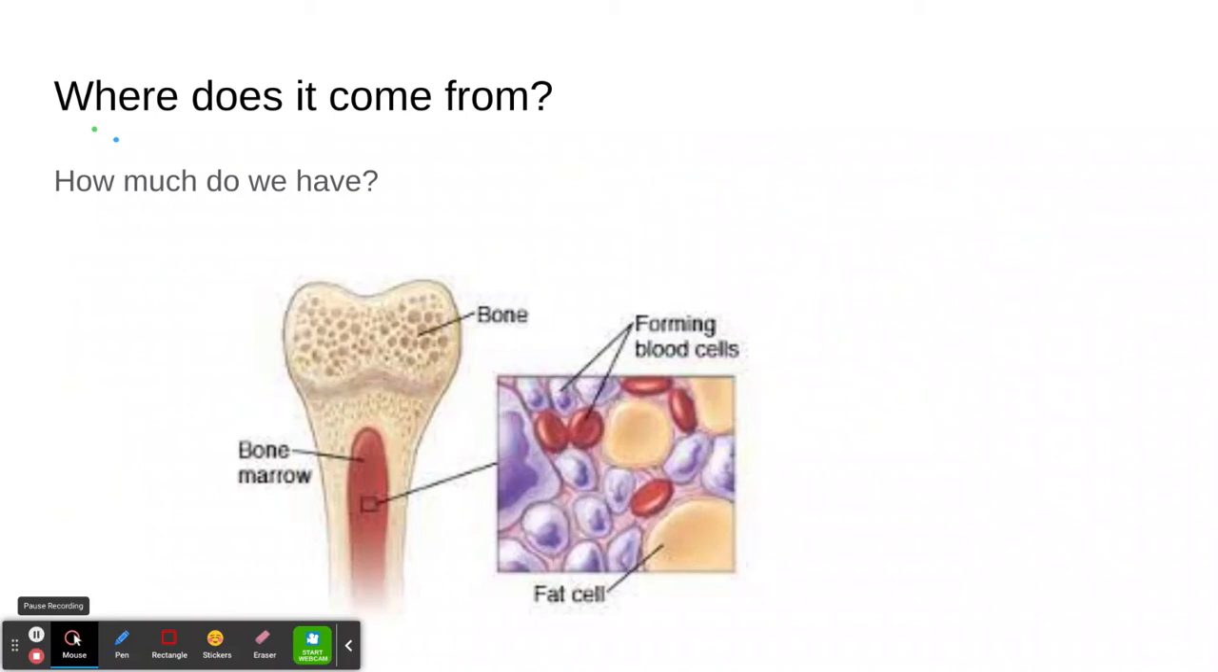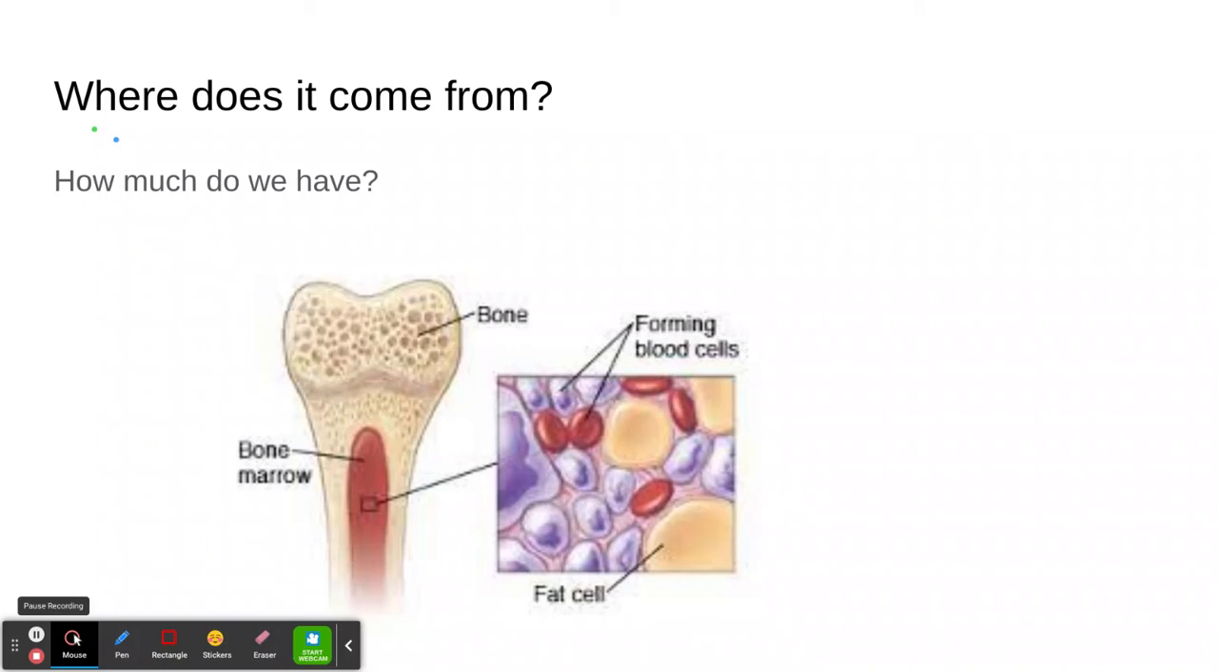And where does our blood come from? It comes from bone marrow, like I said earlier in the video. The bone marrow produces stem cells that will produce red blood cells, white blood cells, and platelets. Now, the plasma I said before is coming from the digestive tract, which is absorbing the water and the salts.